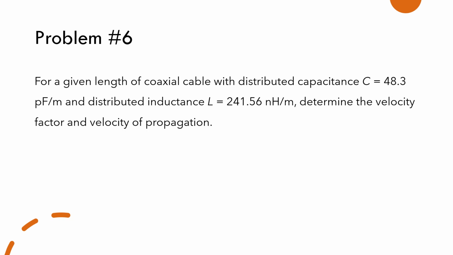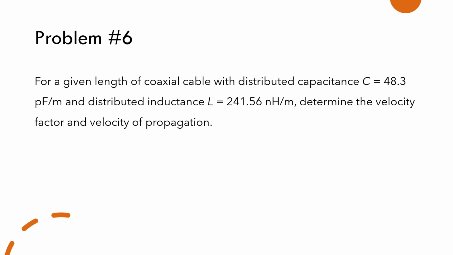Problem number 6. For a given length of coaxial cable with distributed capacitance of 48.3 picofarad per meter and distributed inductance 241.56 nanohenry per meter, determine the velocity factor and the velocity of propagation. So medyo malabo tong formula na to, no? Sabi for a given length pero hindi naman binigay yung length.